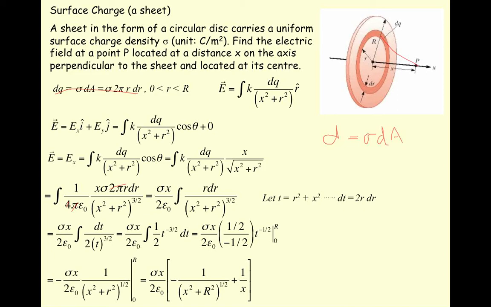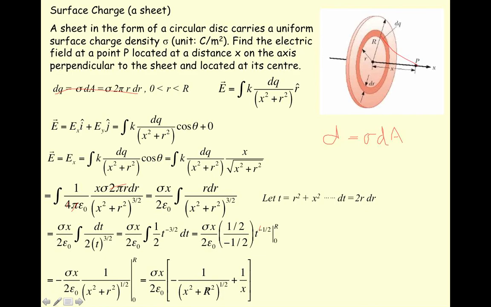So if I do all of that and I integrate from 0 to r, so this is 3 to the power, I just took this upstairs, so it's minus 3 halves, and minus 3 halves plus 1 is minus 1 half, and divide by minus 1 half, and these guys will cancel. So this is the result I get: minus sigma over 2 epsilon, and then I have 1 over the square root of x squared plus r squared from 0 to r, and I get sigma x over 2 epsilon naught.